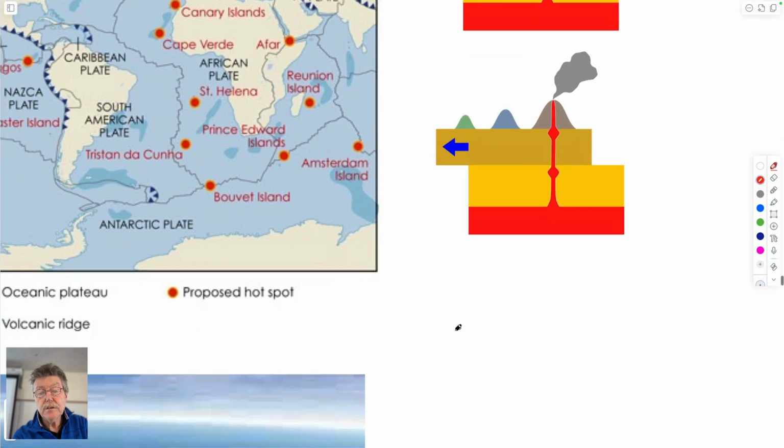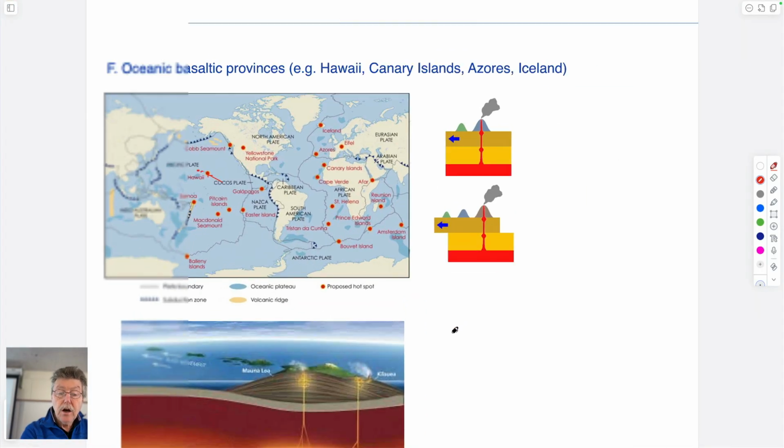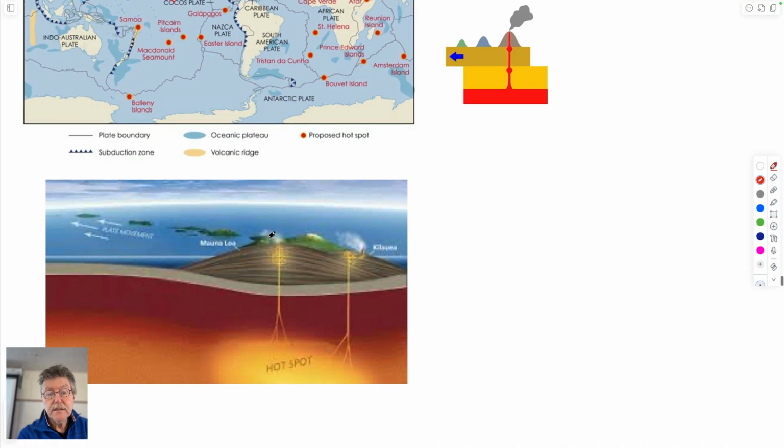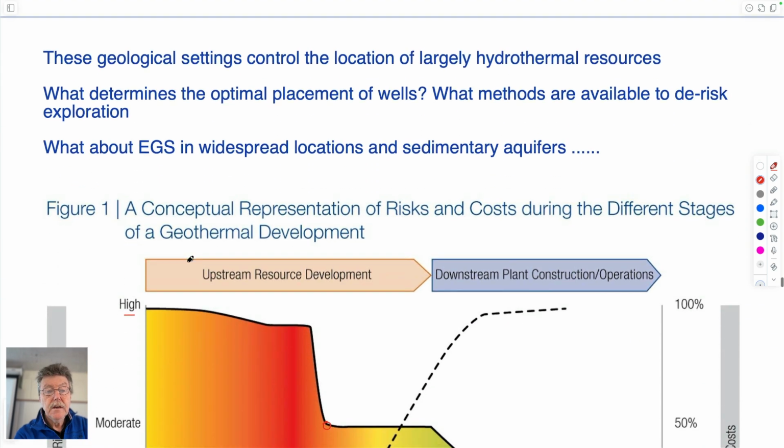So the mechanism by which that occurs: the hotspot stays static, the plate moves, so you have this trail of volcanoes which come from it. And then this would be the plate motion that comes from that.